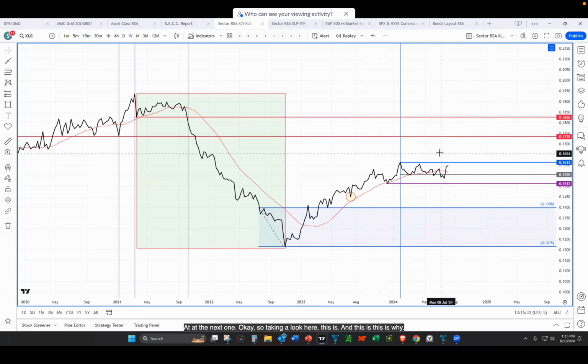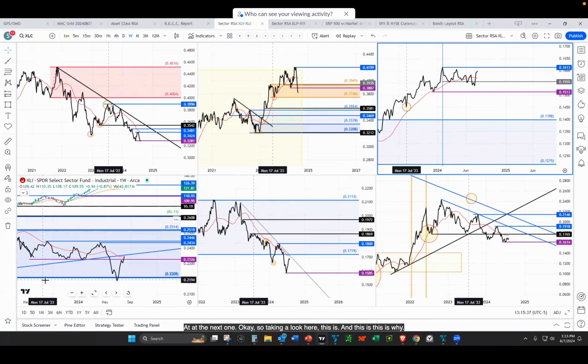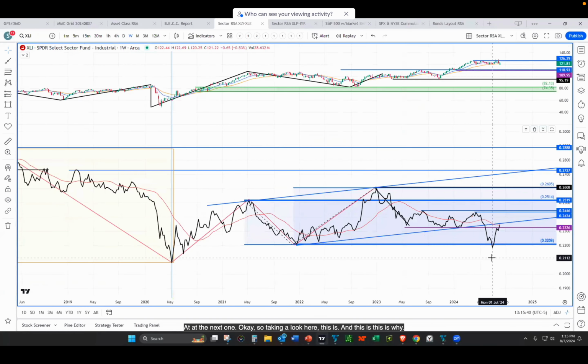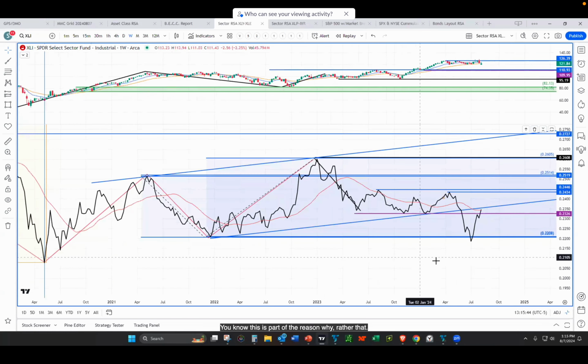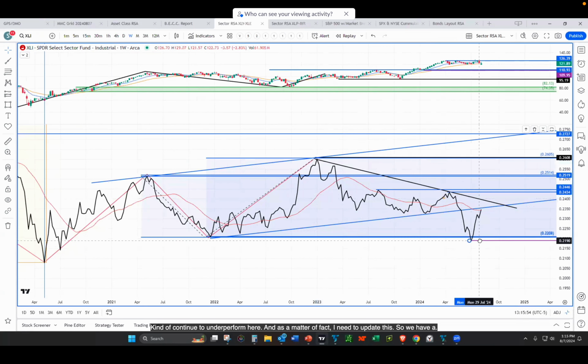Anyway, at the next one. Okay. So taking a look here, this is industrials. And this is part of the reason why it's been a little bit of a confusing situation here. So we've seen industrials continue to underperform here. And as a matter of fact, I need to update this.